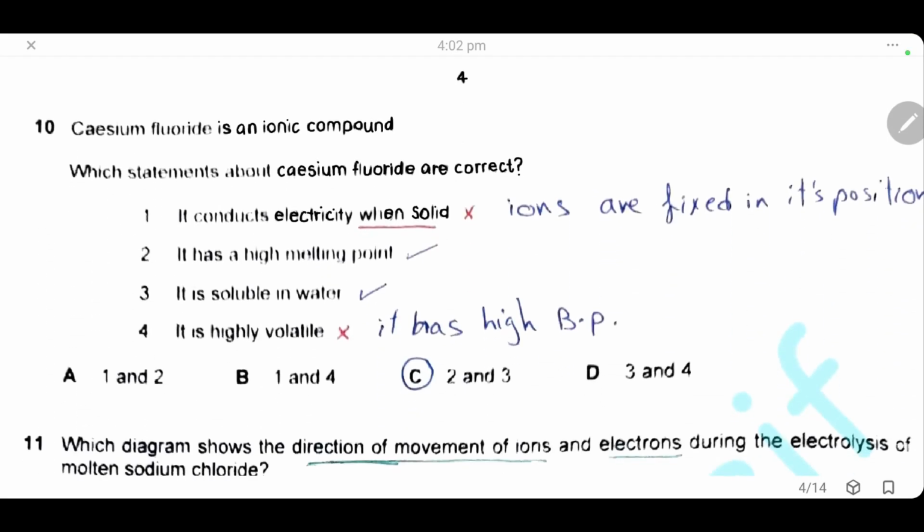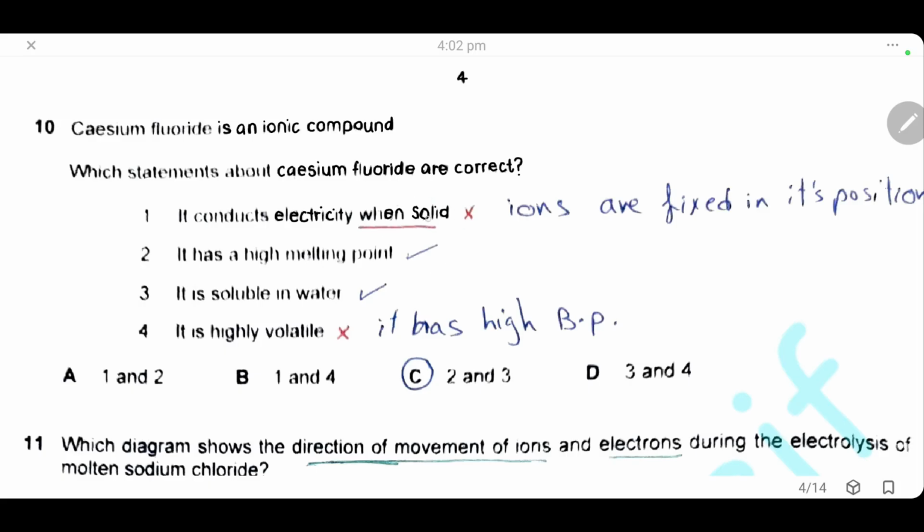Question 10. Cesium fluoride is an ionic compound. Which statements about cesium fluoride are correct? It conducts electricity when it is solid. This is a wrong statement because ionic compounds can conduct electricity only when they are molten or in aqueous solution.